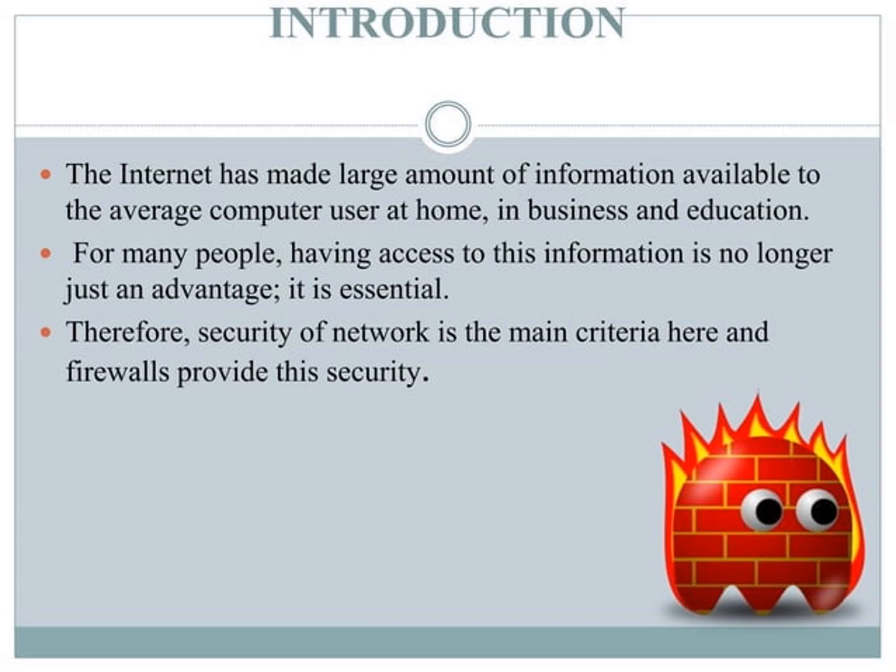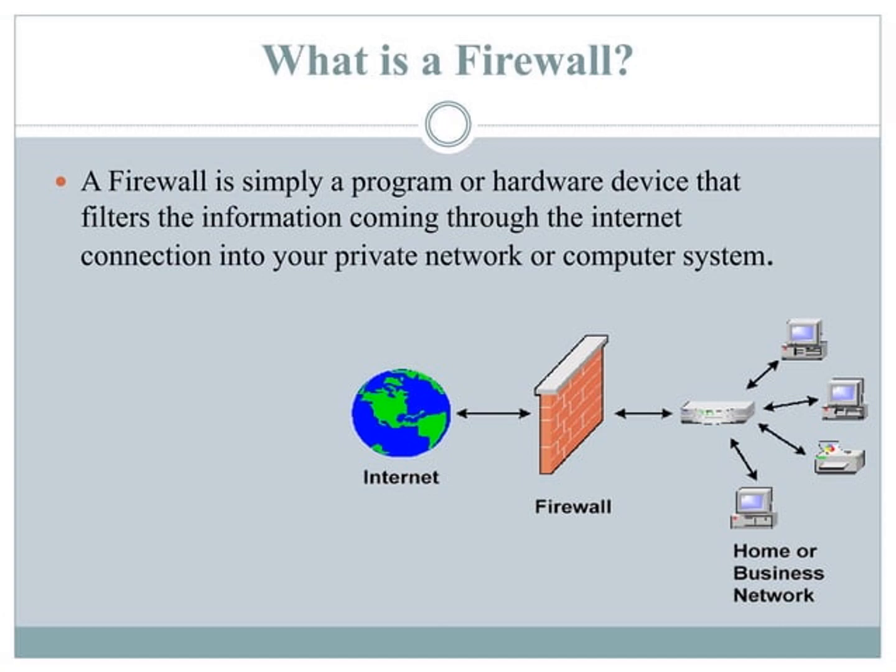Next, what is a firewall? In the picture itself, you can see that a firewall is simply a program or hardware device that filters the information coming through the internet connection into your private network or computer system. If the internet is coming from an outside source, it may contain viruses, malicious activities and suspicious activities, so the firewall can protect us, so that we can get safe internet.